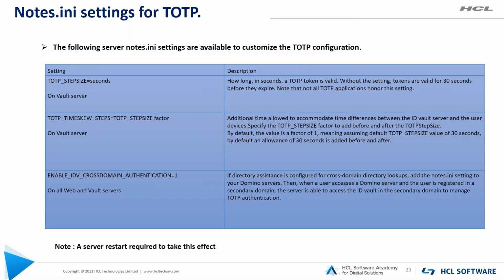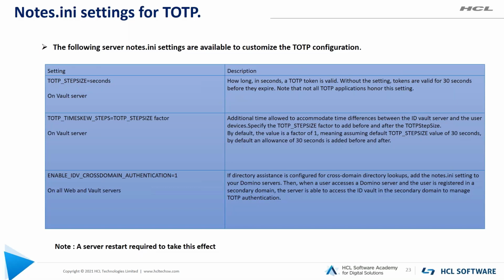Here we will discuss a few notes.ini parameters for TOTP configuration. The first one is TOTP step size. As I mentioned in the initial slide of this presentation, the default value of token expiration is 30 seconds. So if you want to change this, use this INI entry and put the value accordingly. But note one important thing, not all TOTP applications honor these settings.